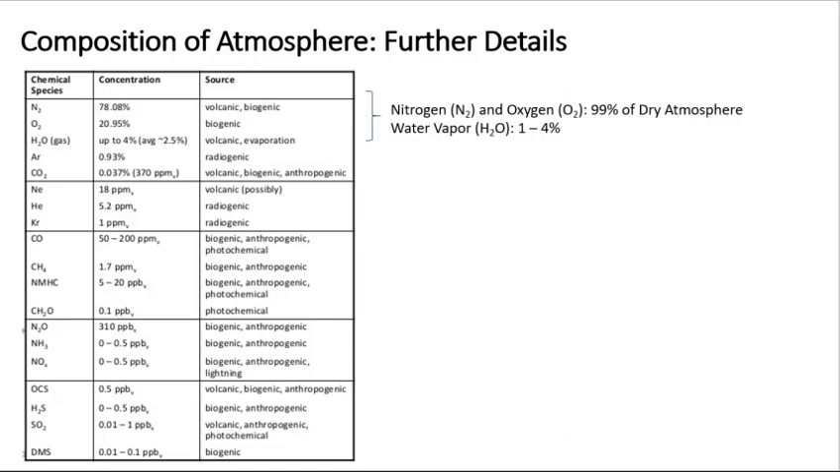Then, there are a class of what we call inert gases, which are a single element rather than compounds. These include argon, neon, helium, and krypton. Inert means non-reactive, and hence these gases do not react with other species.